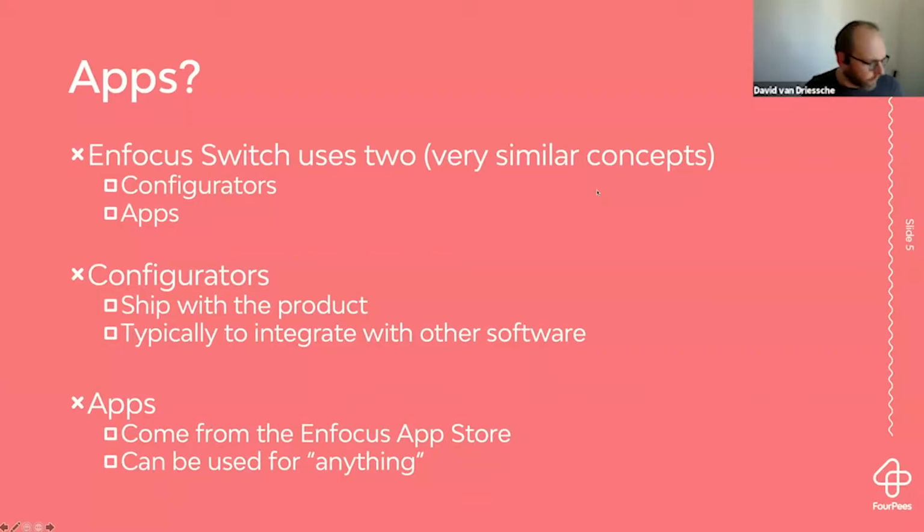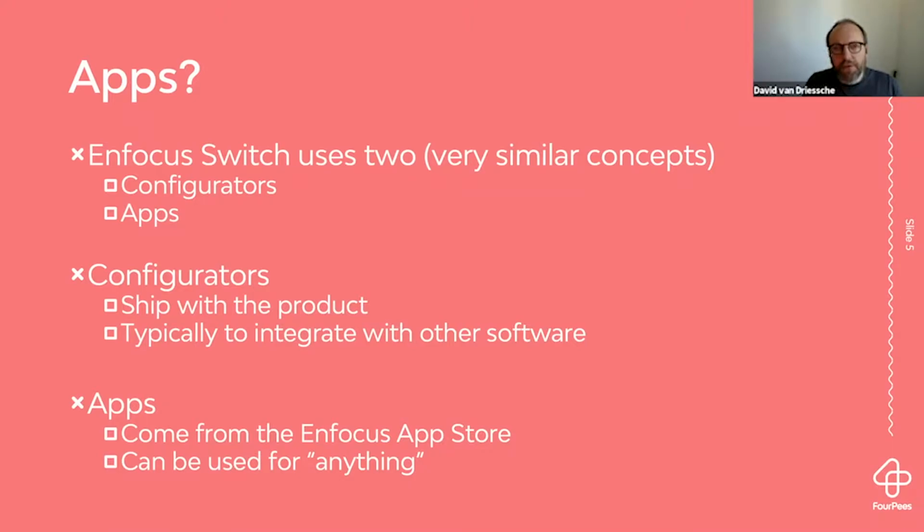Let's get going with apps. I'm assuming that most of you know Switch. If not, then this is going to be very complicated. In Switch, there are two concepts that are very similar indeed. Actually, three concepts if you want to look at it that way, but let's focus on these two here. We have something that is called configurators, and there is something that is called apps. A configurator is something that ships with the product.